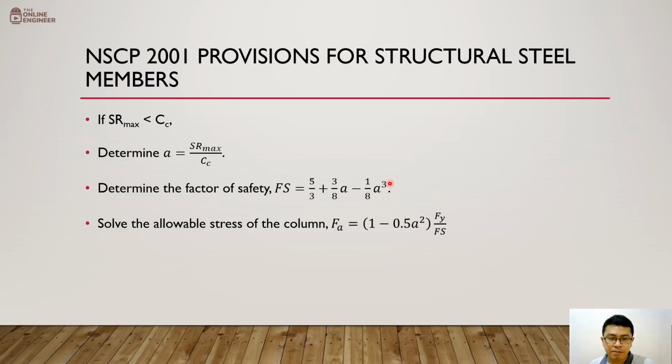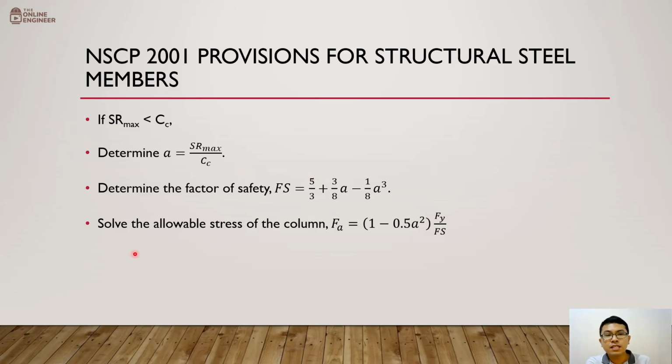All right? Now, once you have this factor of safety over here, we now can solve for the allowable stress of the column, and that is equal to Fa equals 1 minus 0.5 of A squared. Once again, A is this ratio over here that we have. All right, that quantity multiplied by Fy, the yield strength of our steel, divided by the factor of safety, which we had just solved here in our third bullet point.